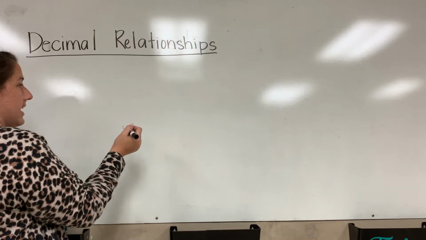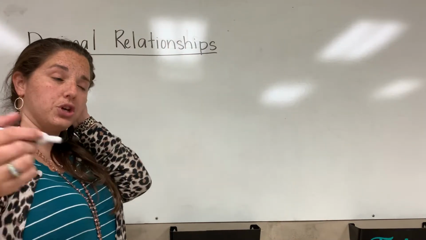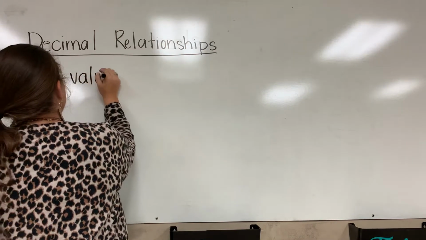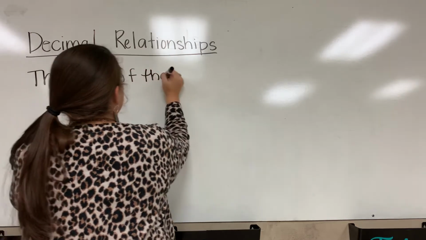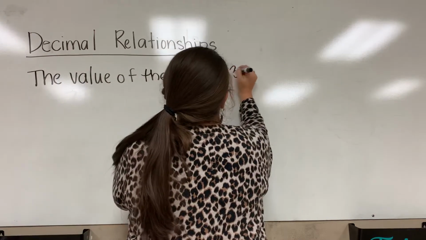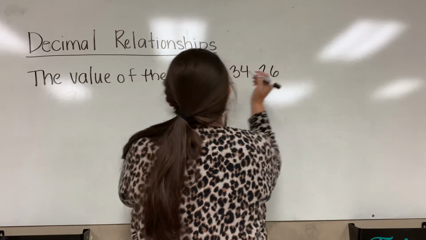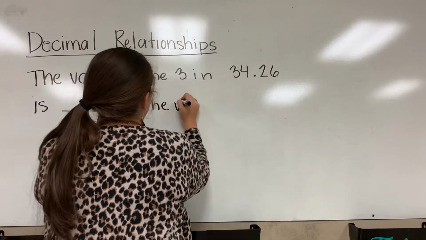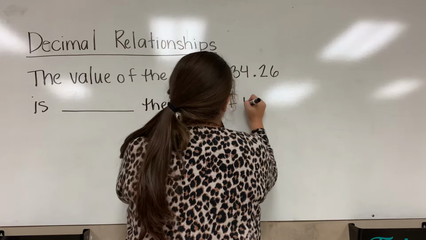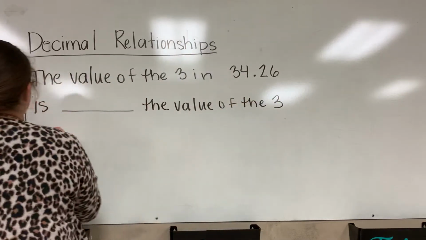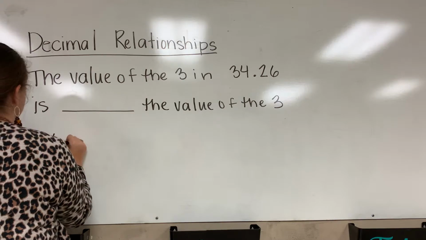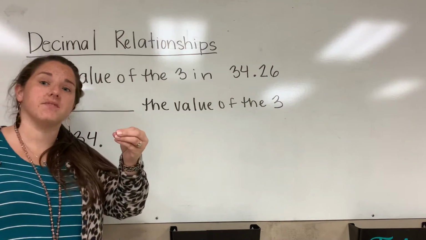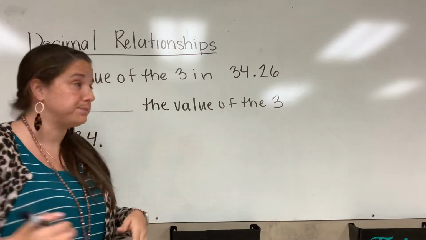So you'll have questions like this on your unit test, but it'll be like: the value of the 3 in 34.26 is what the value of the 3 in 26.34. And you have to tell me what the comparison is of the values. This is how I do it.